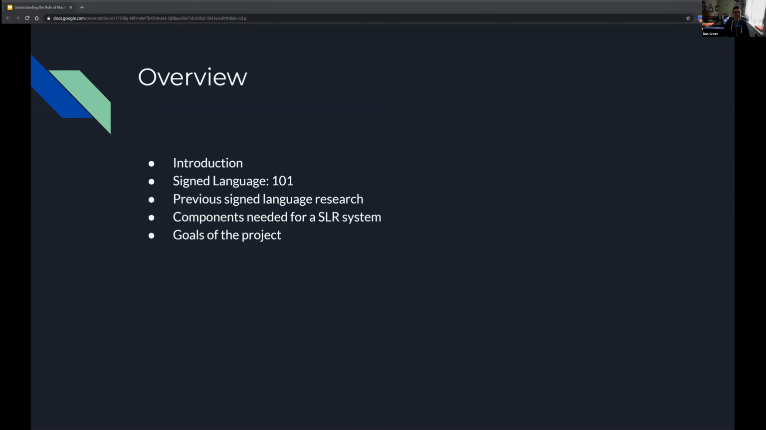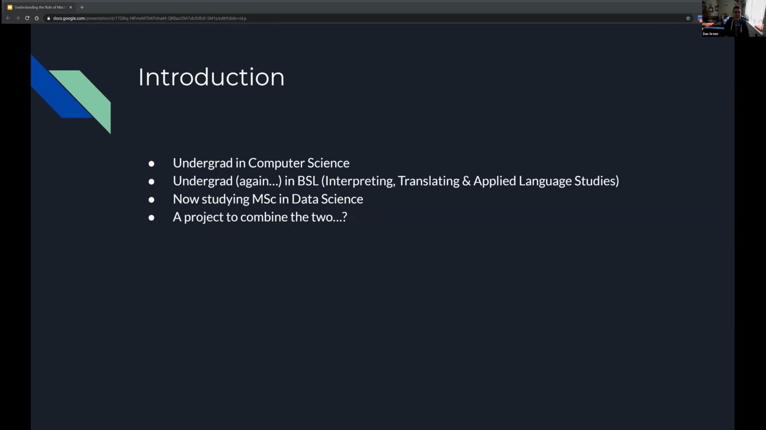We'll go through some of the previous research, and then I'll start talking about my project and the components that are needed for a system to recognize sign language, and end by talking through what the goals that I'm seeking to achieve are in my project. So, a quick introduction to me.